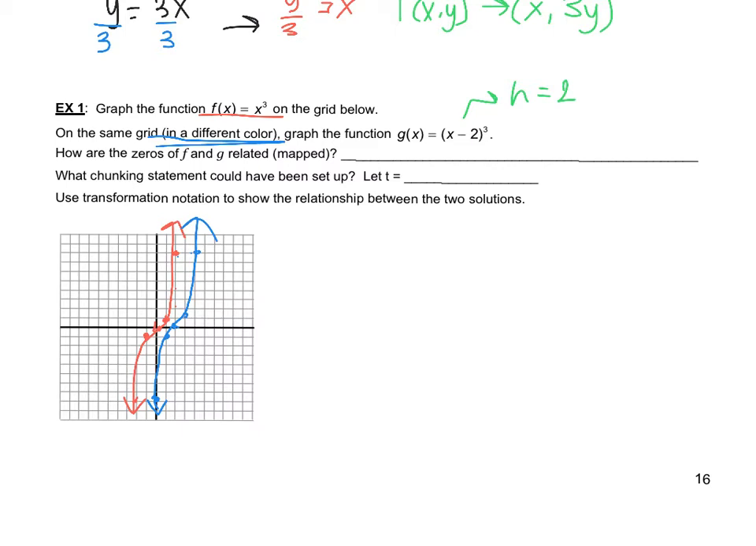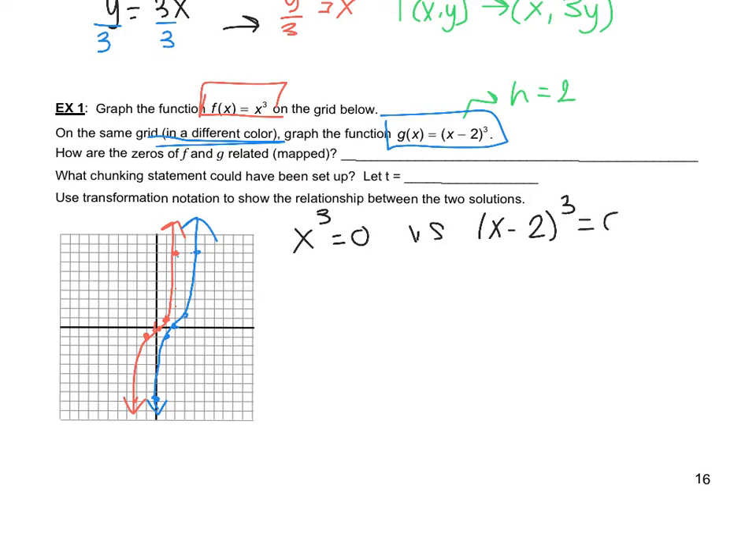Okay. So next we're being asked, how are the zeros of f and g related? So f of x was our original, this is f in pink, and then g of x is the transformed. How are the zeros related? Meaning, how does the solution to this versus the solution to this change? When does this equal 0 versus when does this equal 0? Well, visually we can see right here x cubed equals 0 when x equals 0. And algebraically we can see that by just taking the cube root. The cube root of 0 would be 0.